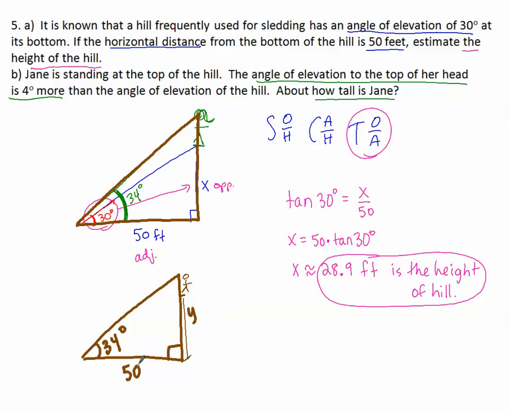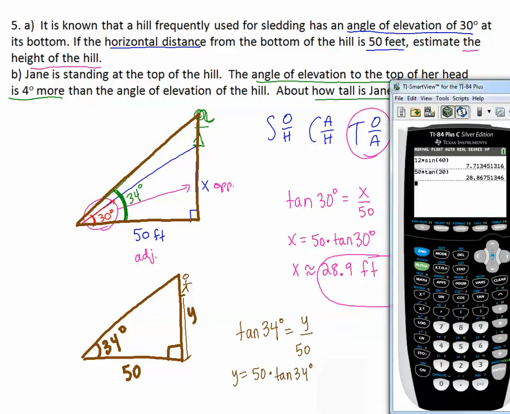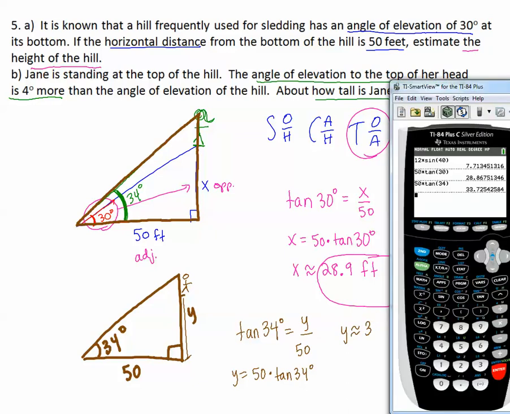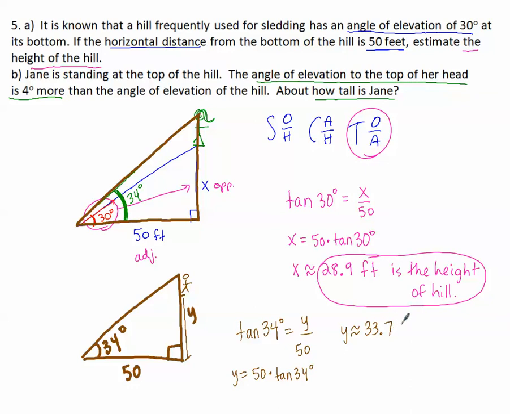So again, opposite and adjacent makes us use tangent. But now it looks like this. Tangent of 34 degrees equals opposite over adjacent. So y is going to be 50 times the tangent of 34 degrees. Let's grab our calculator. 50 times the tangent of 34 degrees, and we have 33.7. So y is approximately 33.7. Now, that's the whole distance from here down to here, 33.7.